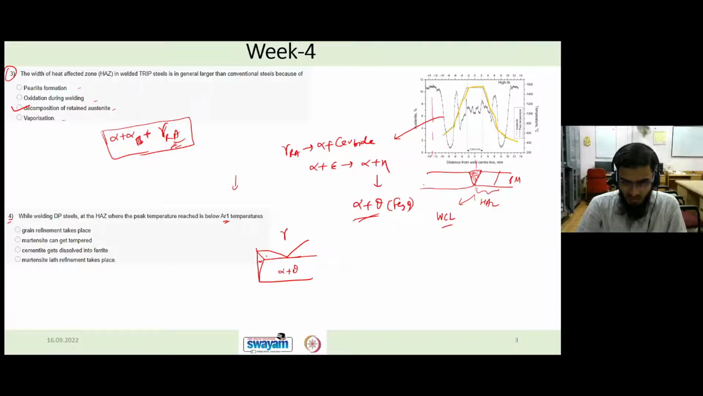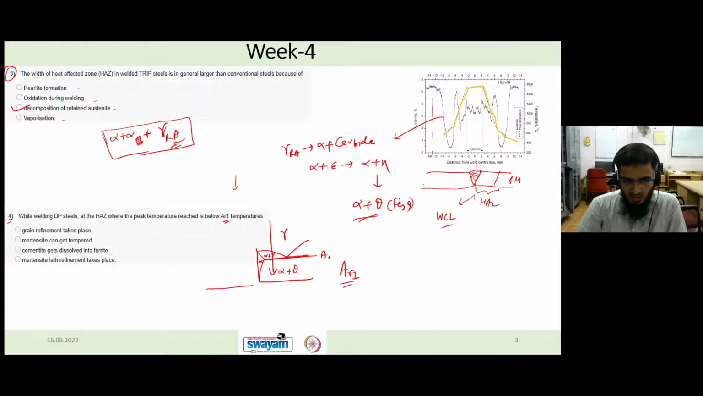and this is theta, this is alpha, and this is alpha plus gamma. So this temperature, we call it the A1 temperature, and when we are coming from higher to lower temperature during cooling, this temperature is called the AR1 temperature. So in this problem it is asking, if you are welding DP steel, at the HAZ where the peak temperature reaches below the AR1 temperature.